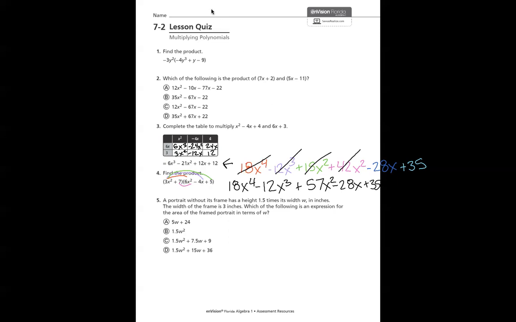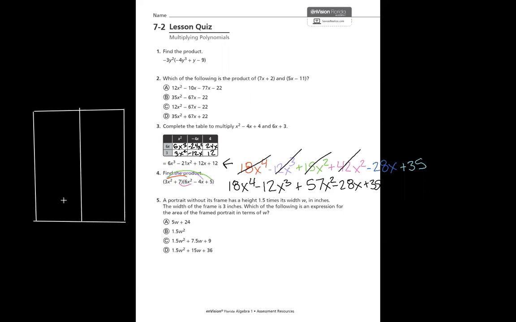Let me show you what this would look like if you use the box method. So I have one that has 2 terms, one that has 3. So I'm going to need to make sure that I either have 2 columns and 3 rows or 3 columns and 2 rows. It doesn't matter how you set it up. Just make sure you have 2 one way and 3 the other way.